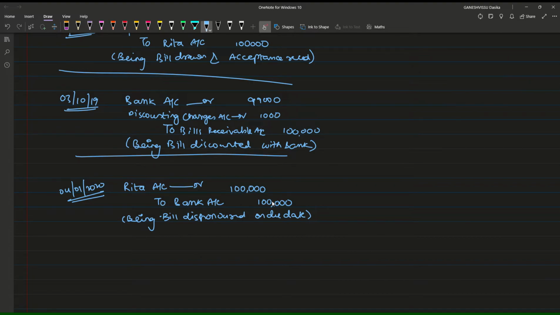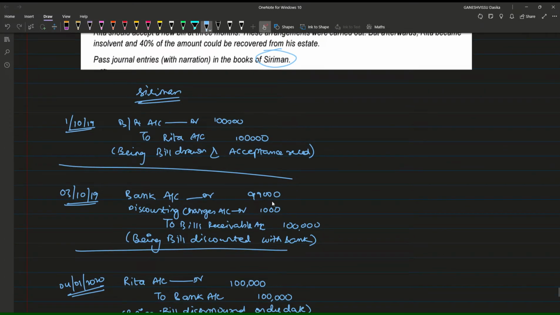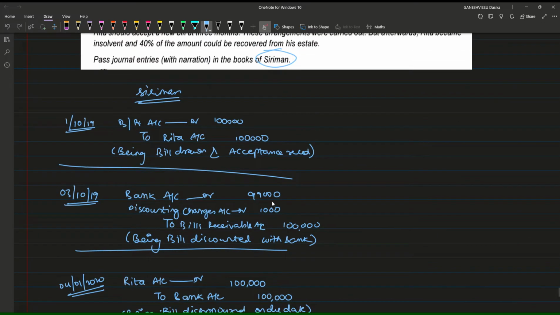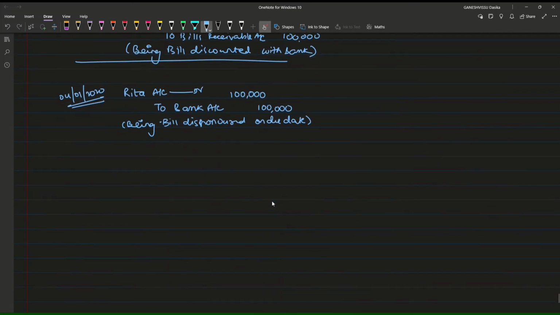You need to understand this entry, that we don't have our bills receivable right now, because on 1st October 2019 we had our bills receivable. That means we drew a bill of exchange on Rita, and Rita accepted it and gave it back to us, that is, to Siriman. Siriman received back the bill, and afterwards on 3rd October 2019 he gave his bills receivable to the bank, for which he credits bills receivable. So now bills receivable will not be in our books.